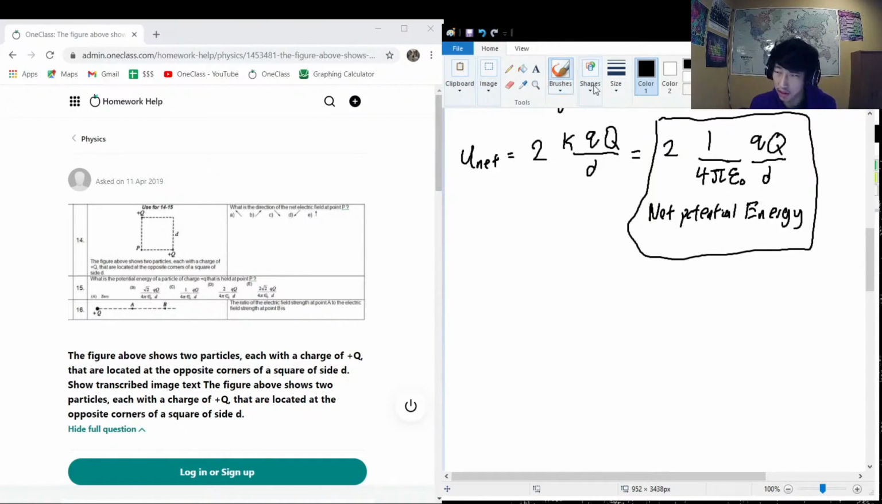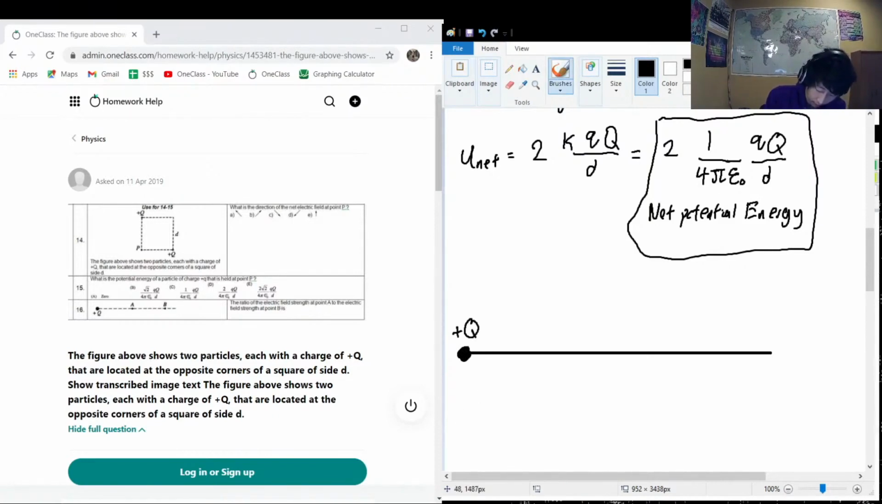Okay, so I'll draw this out in a diagram to make this just a little bit more clear. So let's call this our line of action. Right over on the left side here, we got the charge positive Q. Okay, and somewhere along here we have point A, and somewhere along here we have point B. Okay, so the ratio of the electric field strength at point A and point B, well, we have to find the electric field strength of them individually.